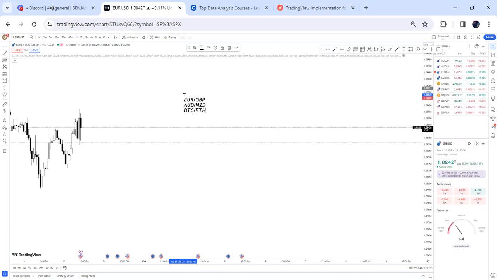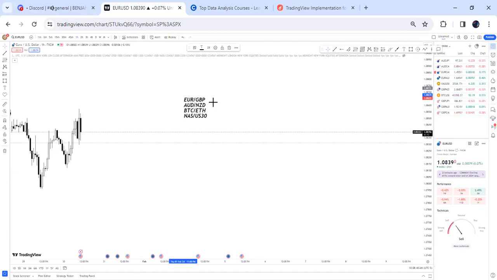Which other? There are a lot. We have the NAS 100 and the US 30. We have a lot of correlated assets. We have cross correlated pairs. We have normal correlations.